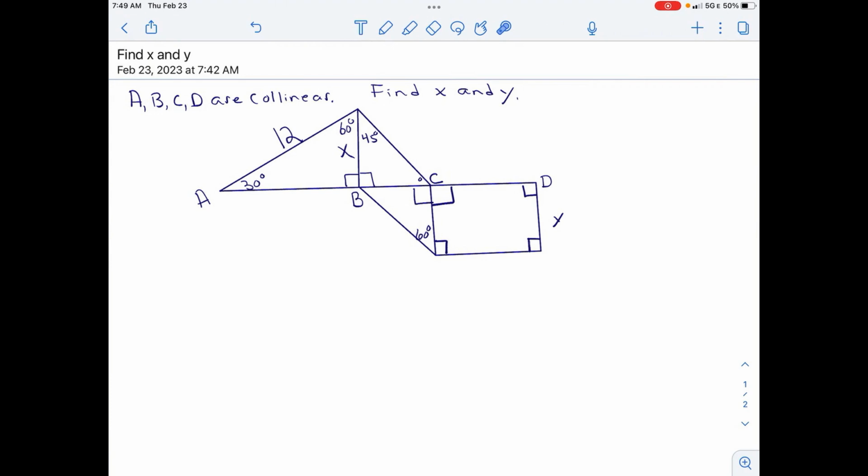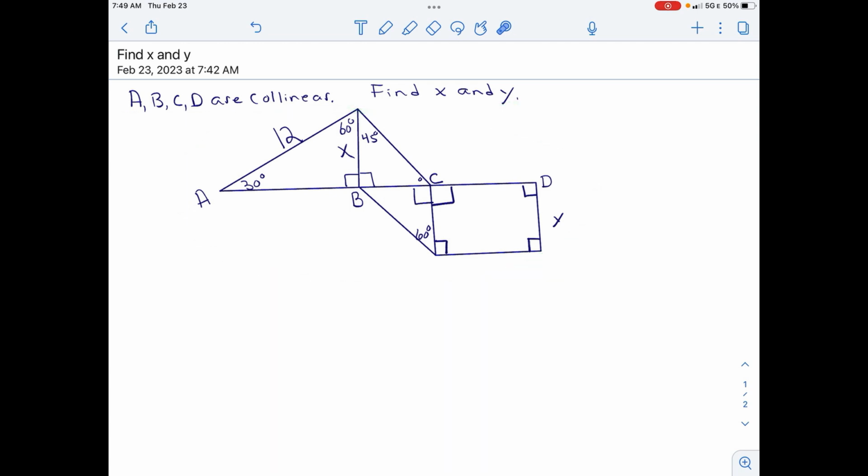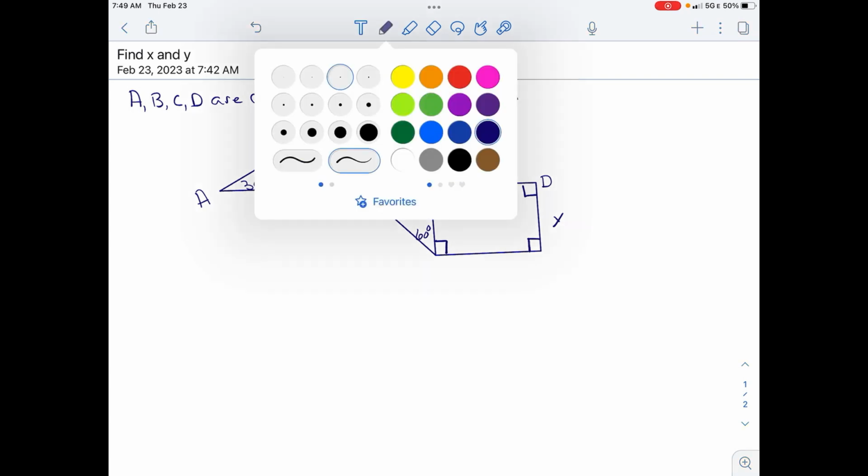Asked to find the values of x and y in this diagram, and we were told that A, B, C, D are collinear. It looks like you had already found the value of x, but you were having trouble with y. So you knew that you were using special right triangles.